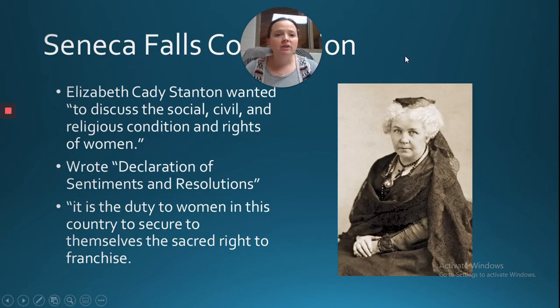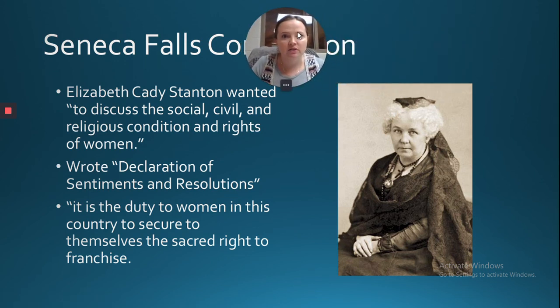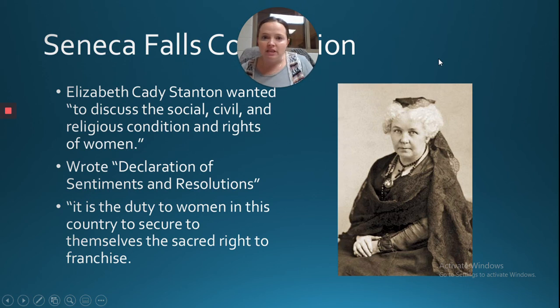So let's talk about one of the first things that really sparked the women's suffrage movement. It started in 1854, I think. And that was the Seneca Falls Convention. There it is, Seneca Falls Convention. This group of women in Seneca Falls got together and started to talk about their status in society. Elizabeth Cady Stanton, who is this lady here, was the ringleader of this. She said she wanted to get together to discuss the social, civil, and religious condition and rights of women.